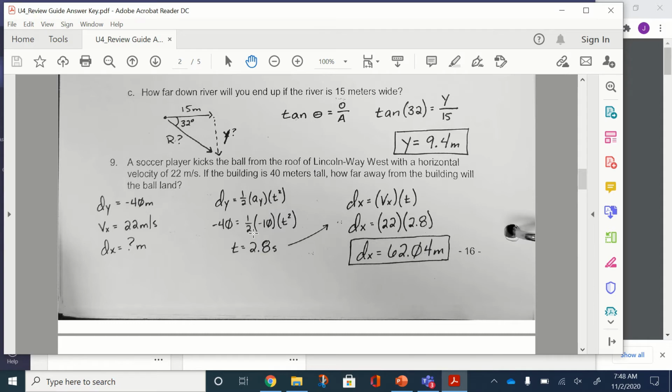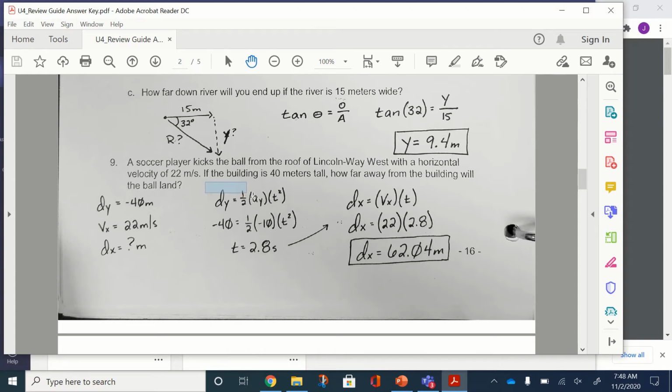Number 9, this is where we first start getting to our new stuff, our horizontally launched projectile problems. Notice that you have a vertical distance that was provided. You have a horizontal velocity that was provided, and that's always going to be the 2 bits of information that you're going to be given.